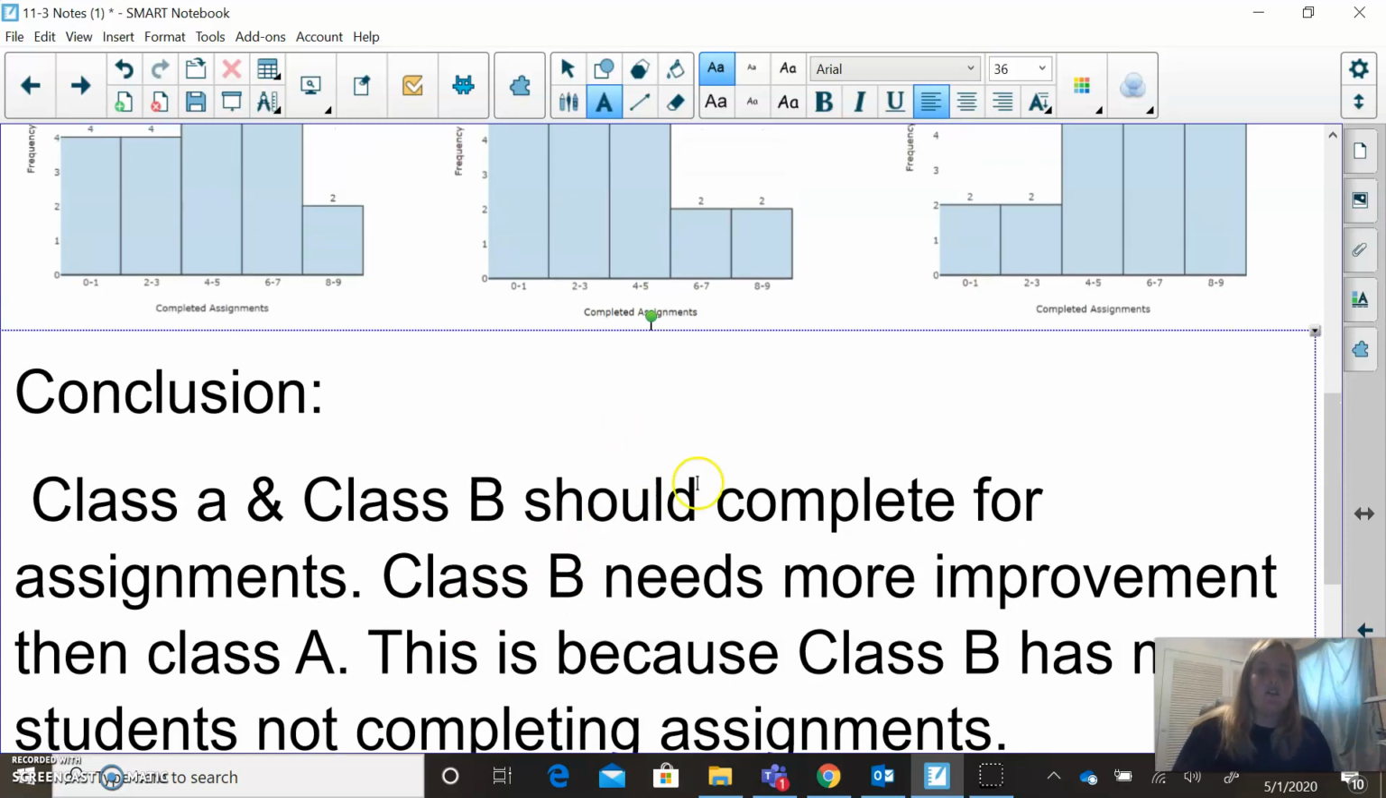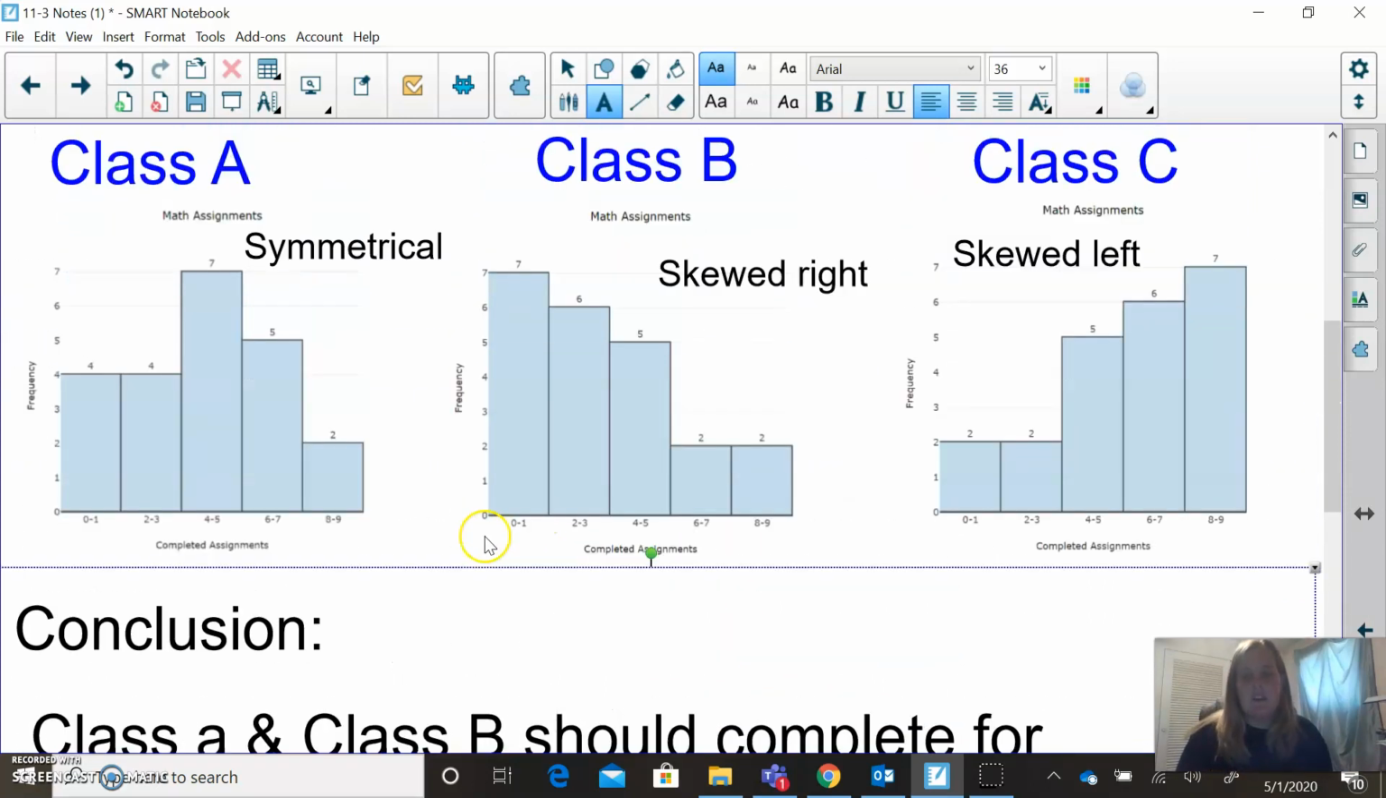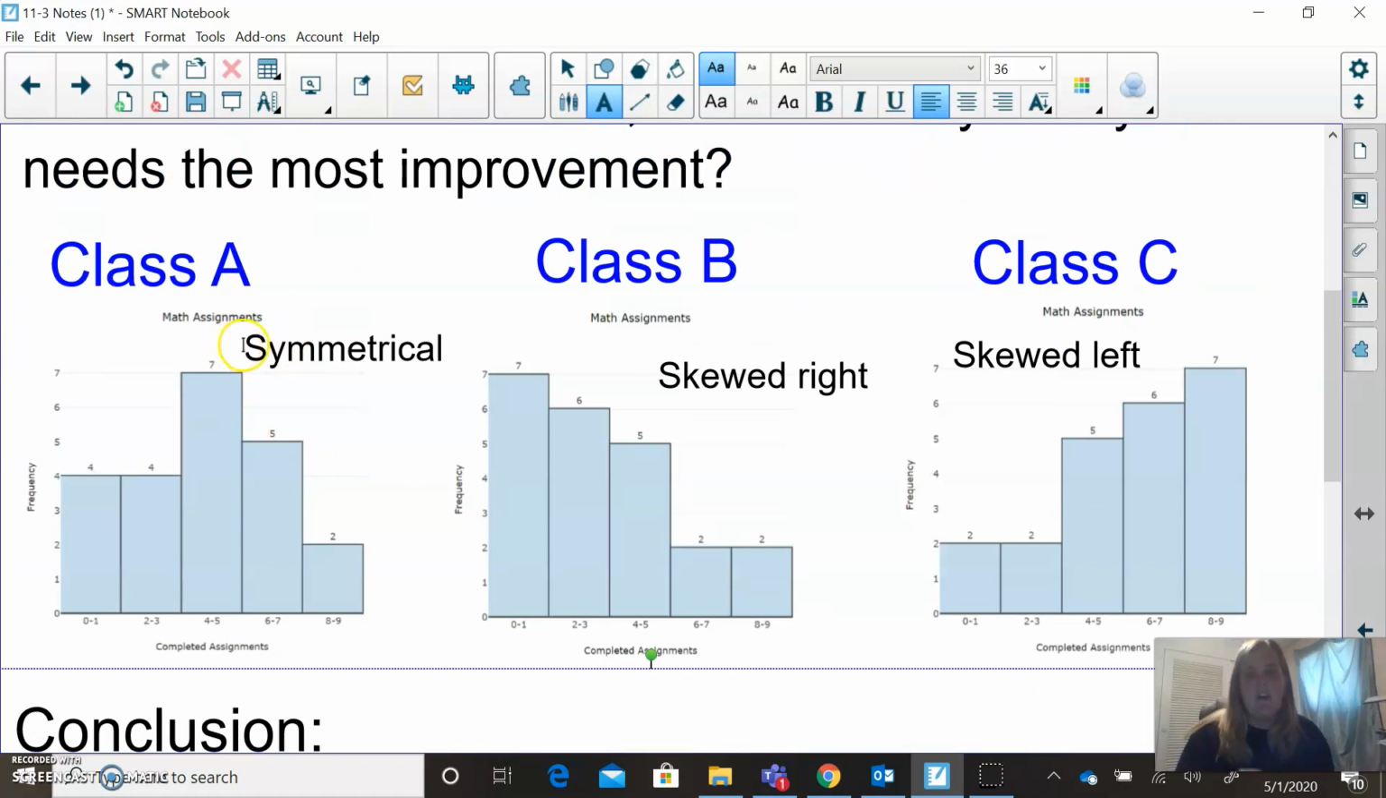Okay, guys. So, just to emphasize exactly what we're doing: symmetrical is when it's evenly distributed. Skewed right is when the mean is greater than the median, and it'll look like this. Skewed left means that the median is greater than the mean.